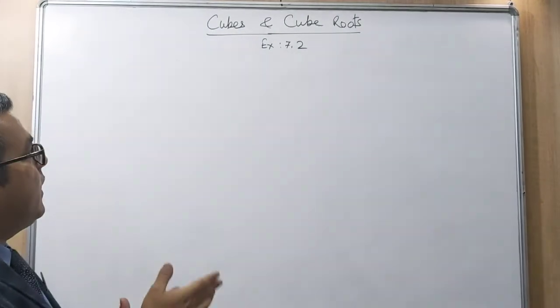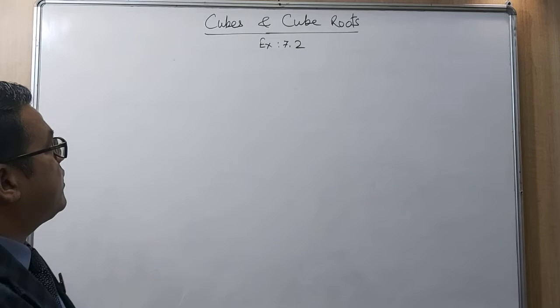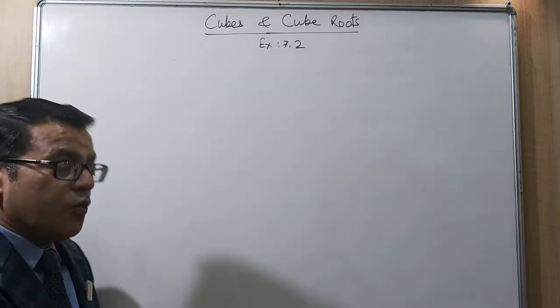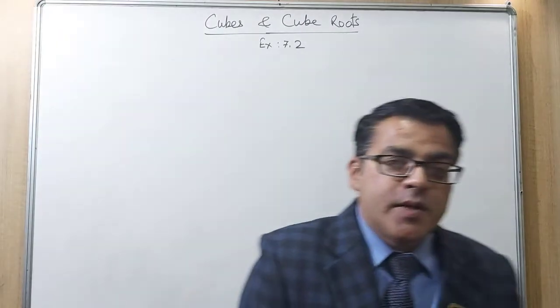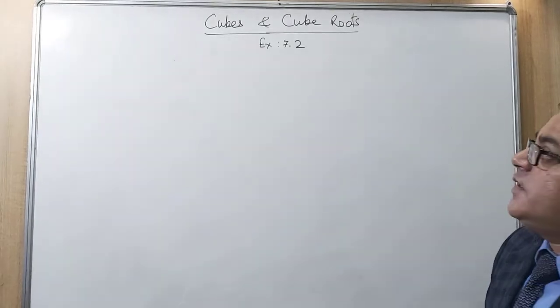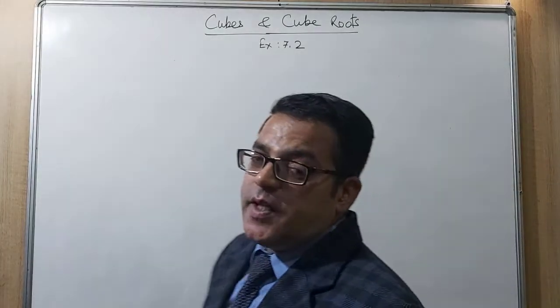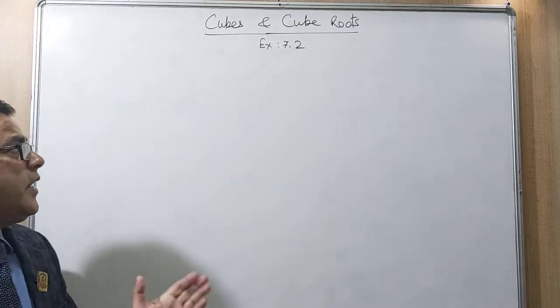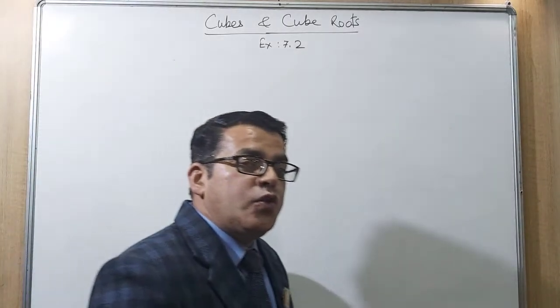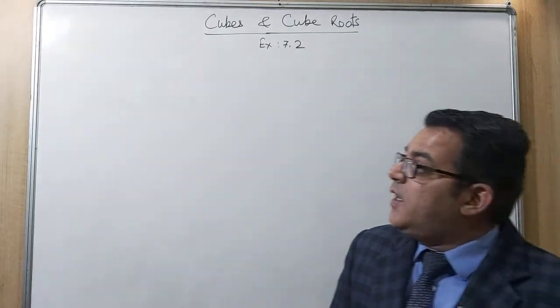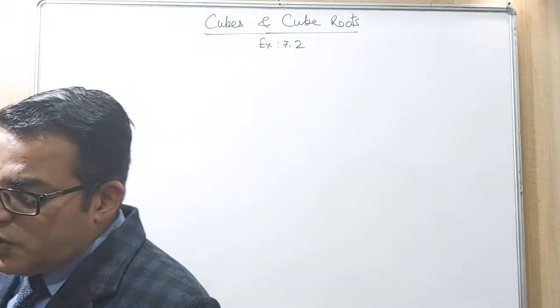As you can see here, today we are in this chapter, cubes and cube roots. This is chapter number 4, and in your book it is chapter number 7, right? And we are in exercise 7.2, and two questions, that is, question number 1 and 2.